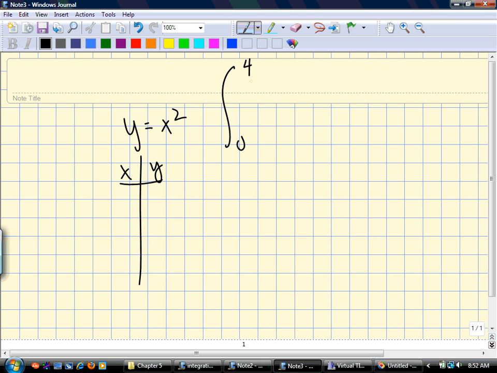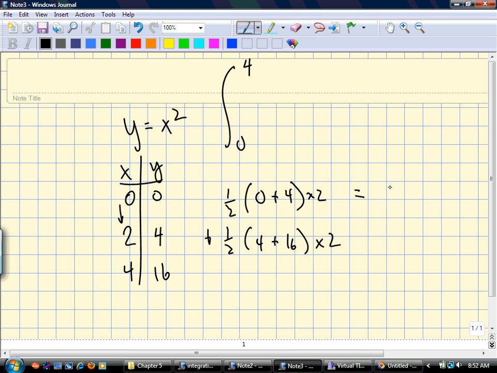How many strips do we want to do? 2? So 0, 2, 4. 0 squared is 0, 2 squared is 4, 4 squared is 16. Are you going to use left endpoints, right endpoints, midpoints, trapezoids? Trapezoids. So we're going to go 1/2, 0 plus 4, and the distance is 2, plus 1/2, 4 plus 16 times 2, and we get 4 for that one, and we get 20 for that one. So our area should be about 24 units.